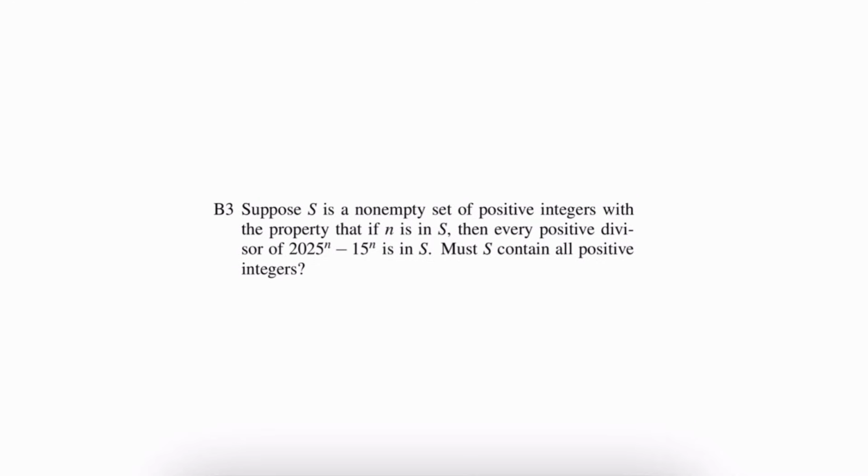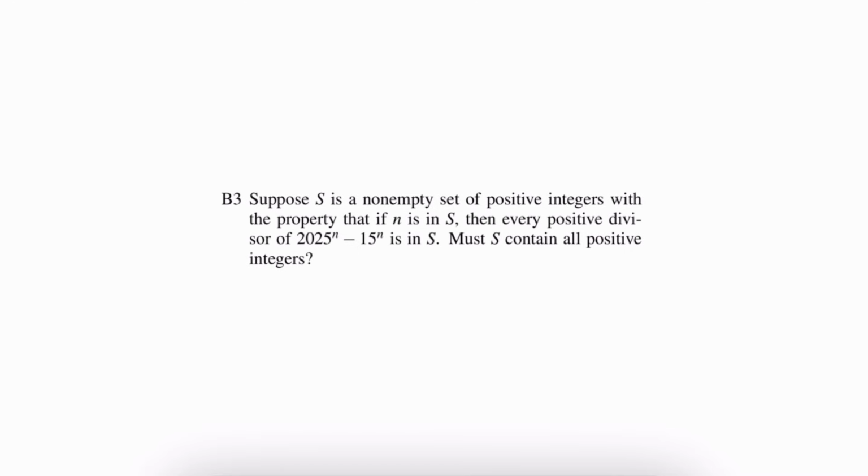We have problem B3 from the 2025 Putnam today, where we have a set S of non-empty positive integers with the property that if n is in S, then every positive divisor of 2025 to the n minus 15 to the n is also in S. And we're asked, does S contain all of the positive integers? So I guess it'd be pretty cool if it did.